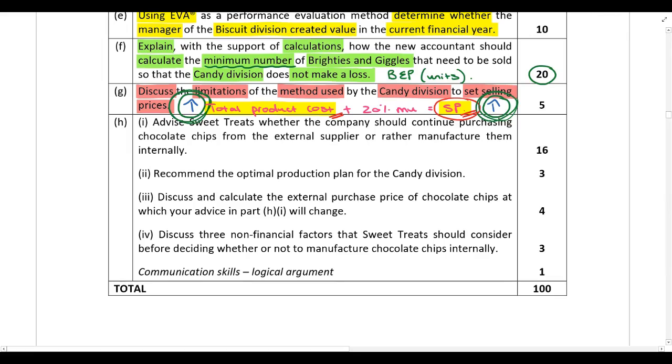All right, guys, so those are the limitations that I was looking for in Part G of the required.